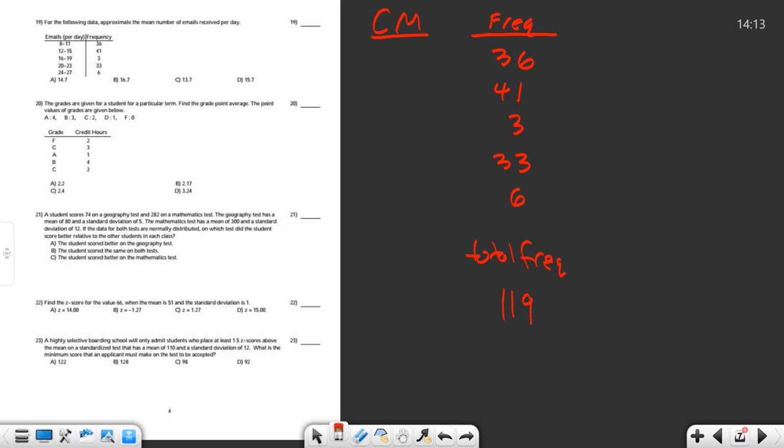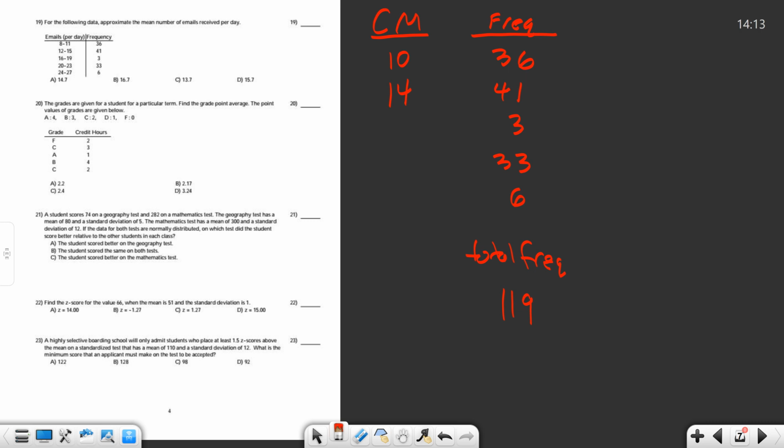So the first one is going to be 8 plus 12, which is 20, divided by 2, which is 10. That's how I got 10. Now, the next 2 lower class limits are 12 plus 16, which is 28 divided by 2, which is 14. So there's 41 that fall into 14 emails per day, for the class midpoint.